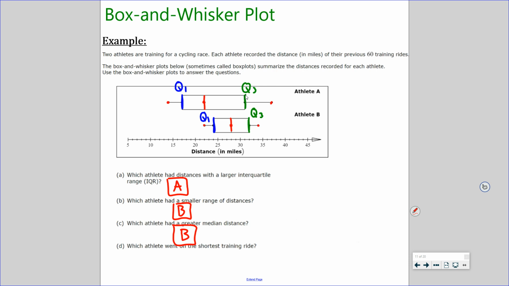Which athlete went on the shortest training ride? A. A. Yep, look at their mins. A had the lowest with 14.